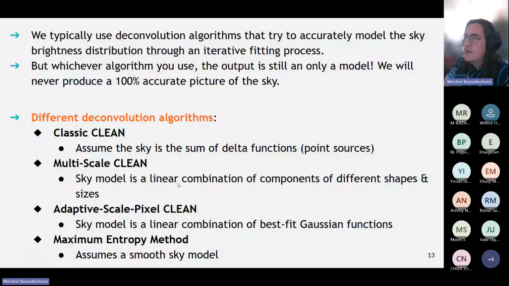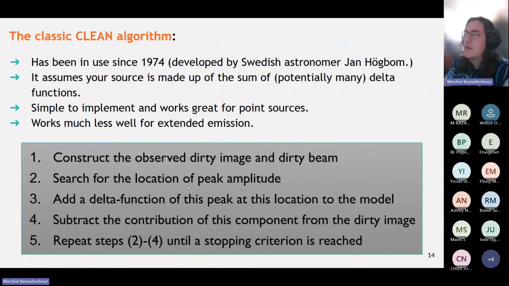So to illustrate this, let me show you what the classic CLEAN algorithm looks like. This has been in use since 1974, developed by this Swedish guy whose name I'm not going to try to pronounce. And it assumes that your source is made up of a sum of potentially many delta functions. So if you have a point source, then this is going to model the sky very well because it only needs one delta function or a small number of delta functions.